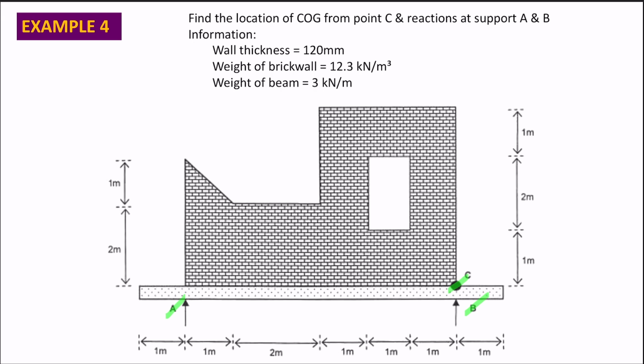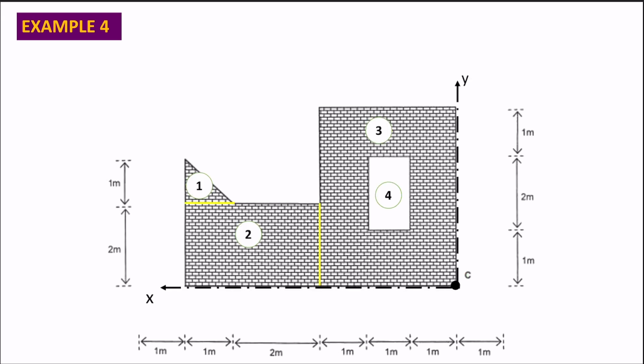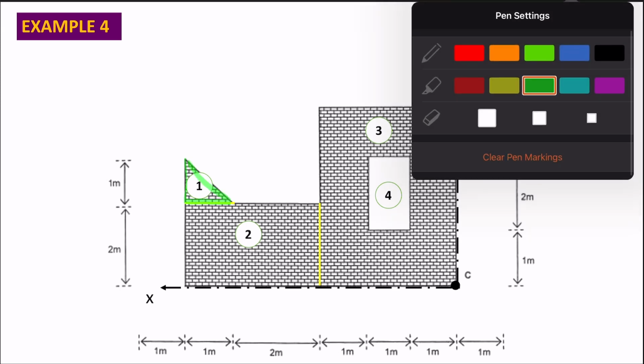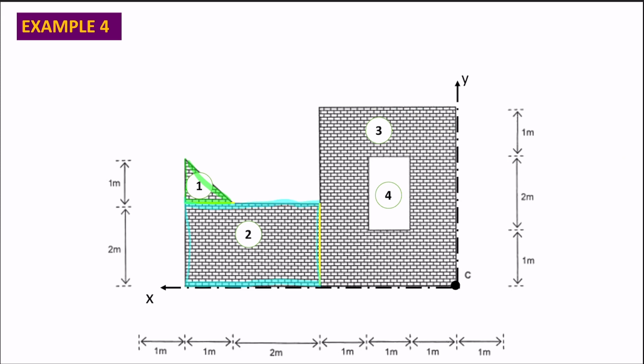Let's find the center of gravity of the wall first. Here I have the wall that I divided into 4 sections. The first one is the triangle, section number 1. Section number 2, this is the rectangular section. Section number 3, another big rectangular section. And last but not least, the hollow section, and it is a rectangular shape.